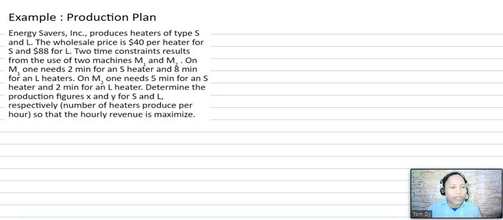So it is very clear here. Our objective function is to determine the production figures X and Y so that the hourly revenue is maximized. So we're going to maximize the hourly revenue. So when you read problems in linear programming, usually it's a long paragraph, okay? And then in order to understand or solve the problem, you have to understand what the content or what the paragraph or what the problem is all about.